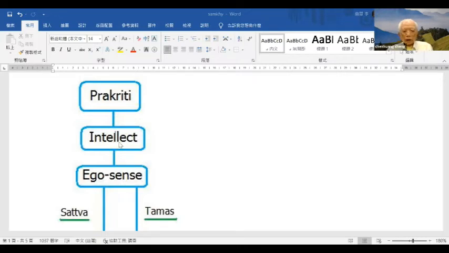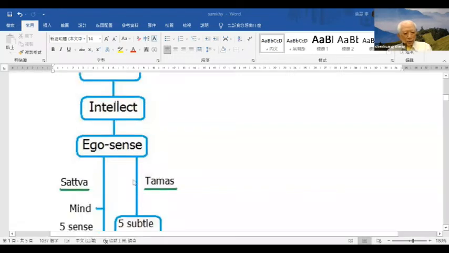Then from intellect comes the ego sense. The ego sense means the sense of I, or the sense of me, or the sense of mine. This is the sense of ego, the sense of the existence of a self. From Prakriti we have intellect, and from intellect we evolve to ego sense.